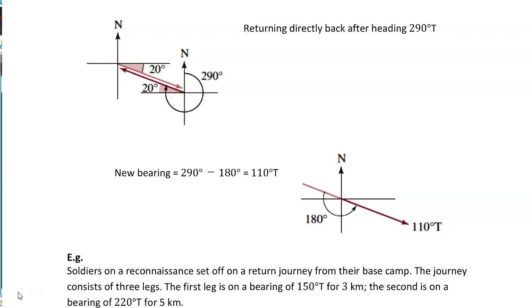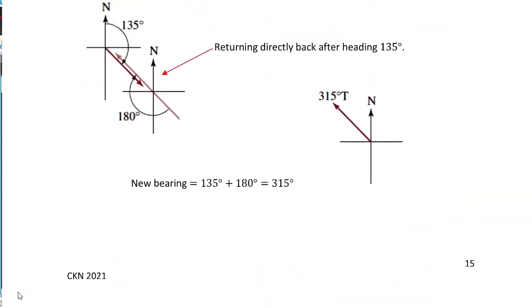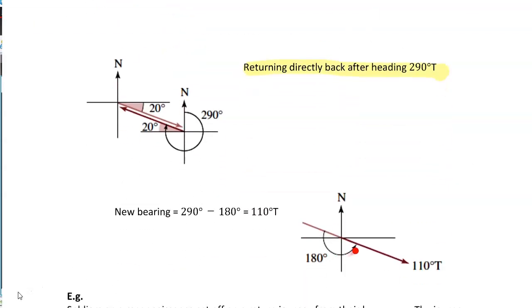So here's another example where they're returning directly back after heading 290 degrees true. So they've gone 290 degrees that way, and they're heading back directly. Now here we are subtracting, because we're going back, we're doing that anti-clockwise. Up here, that went clockwise, so we're adding. Here, we're going anti-clockwise, so we're minusing. So we're heading back 110 degrees true.